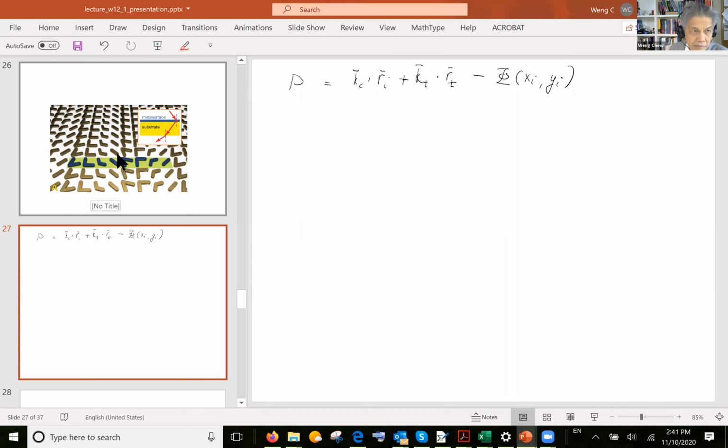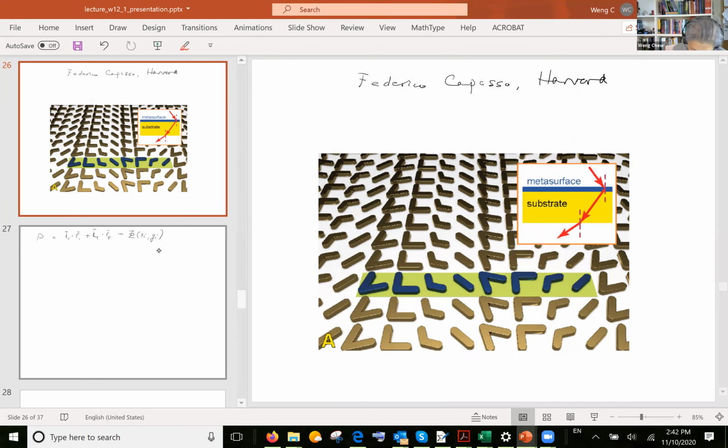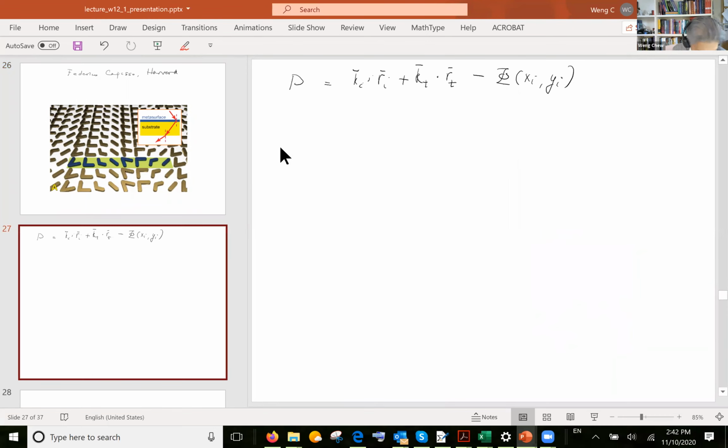Let's assume this is the model now. Depending on which part of the surface the ray penetrates, the ray will see a different phase function because I make the surface that way. This is from Federico Capasso's group at Harvard. So he adds this phase function to this meta surface.